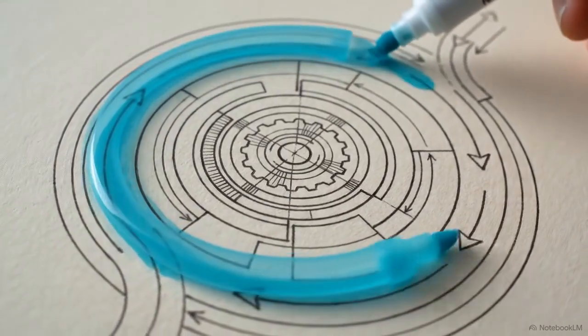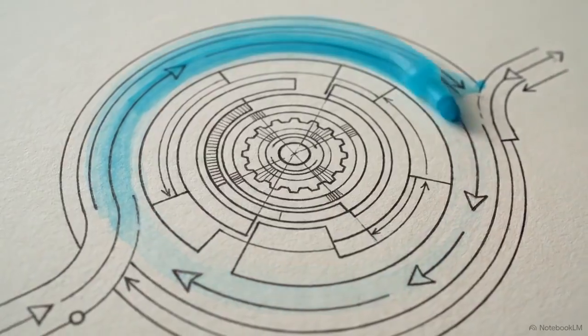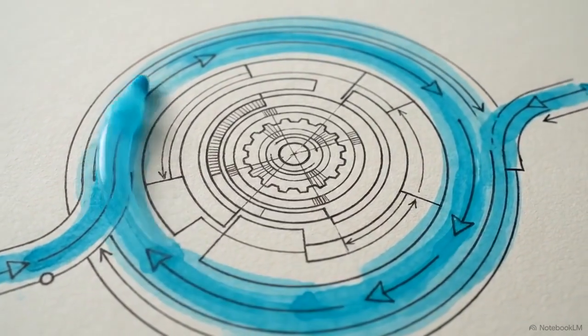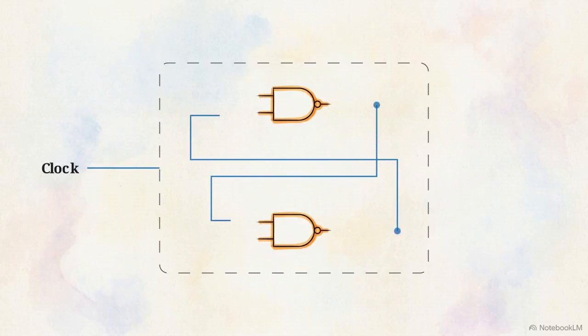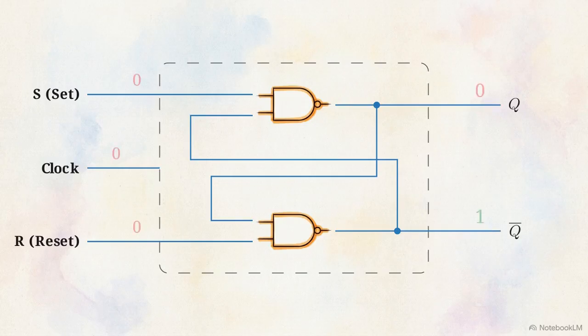Standard logic gates process inputs and immediately forget them. To build complex digital systems, we need circuits capable of trapping and holding a binary state. The baseline memory element for this task is the SR, or set-reset flip-flop. It is a level-clocked circuit built from cross-coupled gates, featuring a set input, a reset input, and two complementary outputs, Q and its inverse, Q bar.